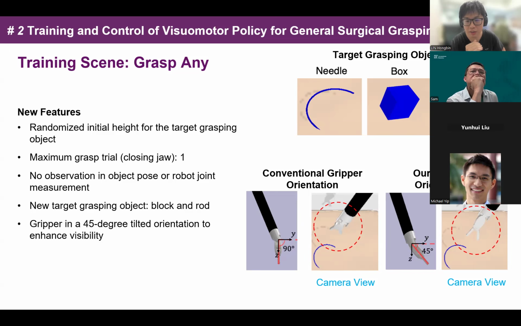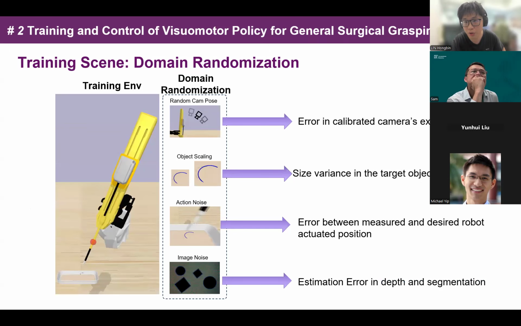In addition, we use a 45-degree tilt orientation for the gripper to enhance the gripper visibility relative to the stereo camera. We deploy 4 types of domain randomization. The first is the camera is randomized to simulate the error in the calibrated camera extrinsic parameters. Second, we scale the object size to adapt to the size variance of the target object. Third, we add an action noise to the gripper to simulate the error between the measured and designed robot actuated position. Lastly, we add image noise to simulate the estimation error in the depth and the segmentation.